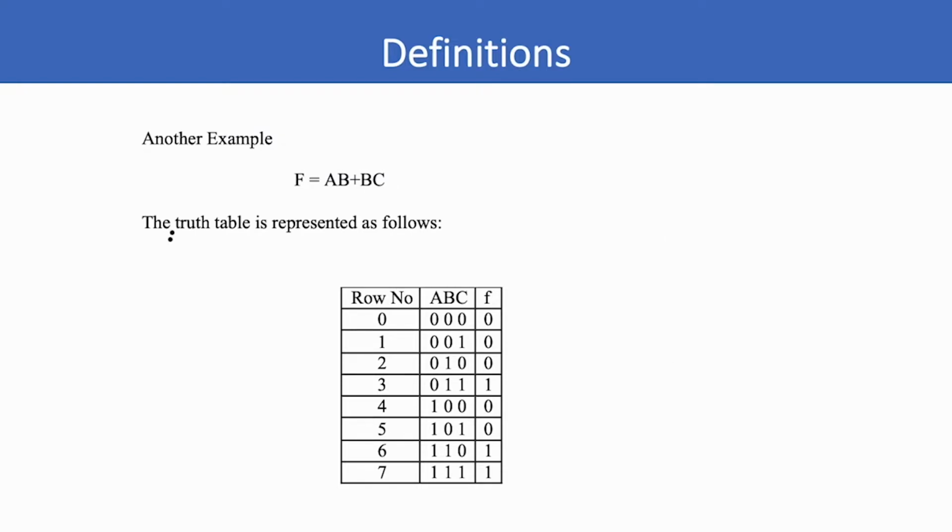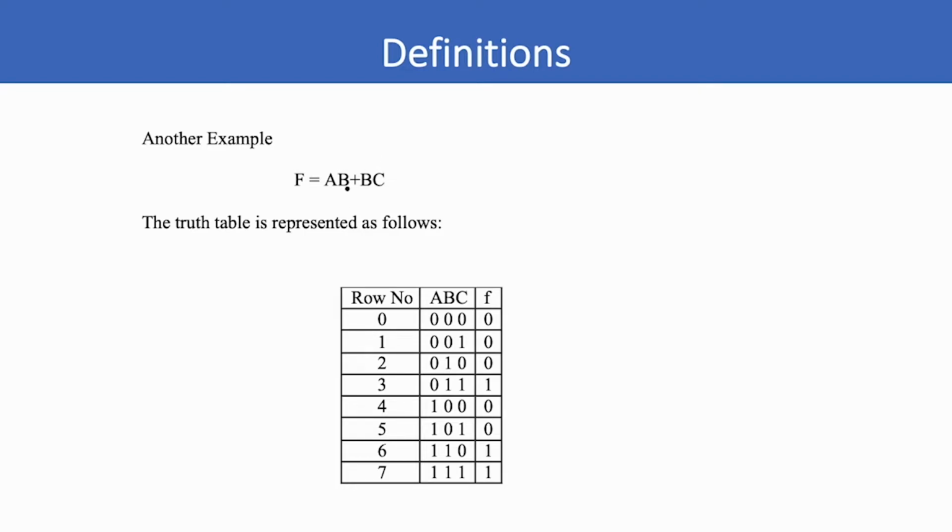Another example. Here's another function that equals AB plus BC. Okay? Let's analyze this one. This function is going to be a 1 whenever A and B are both 1. We don't care about what C is in this instance. Or when B and C are both 1, and we don't care about A in that instance.